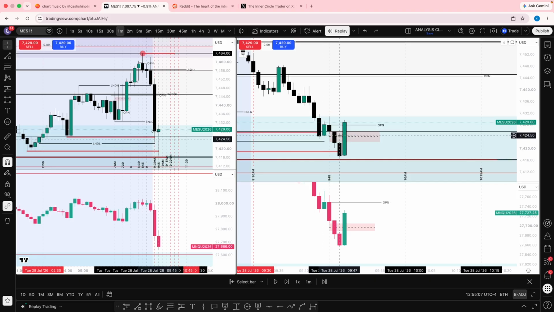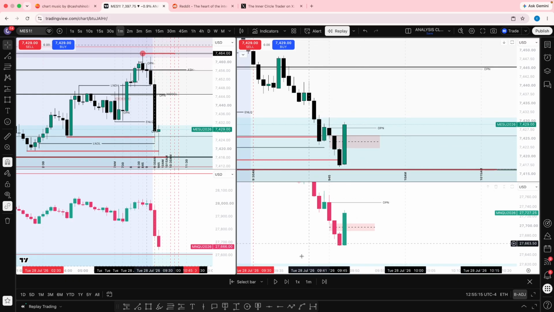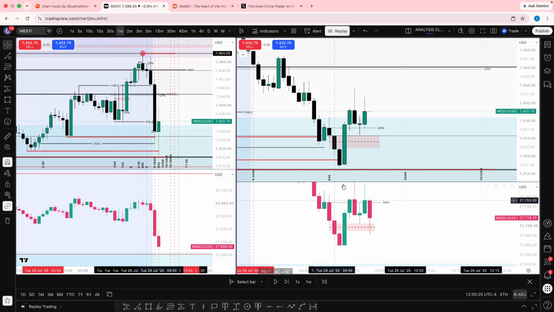All right, so 9:45, play price out. You want to see price come back down into this area right here and expand above, probably giving us a breaker. Play. High. Back down into it, closed above this area right here. So this is a breaker.